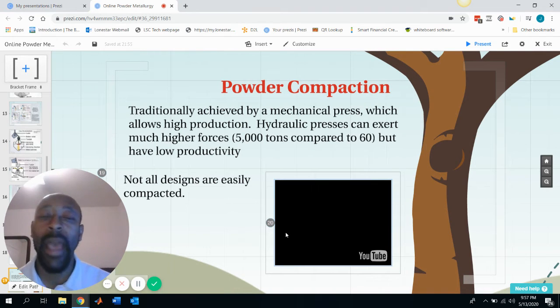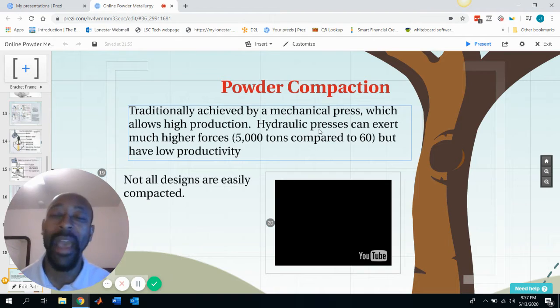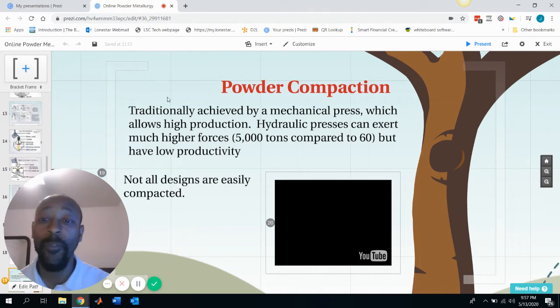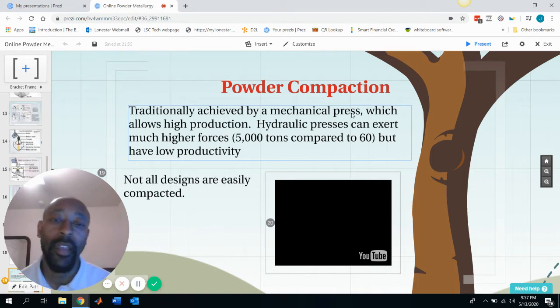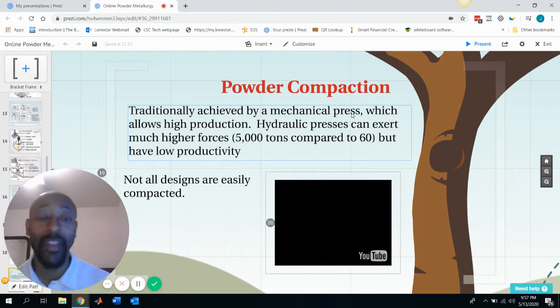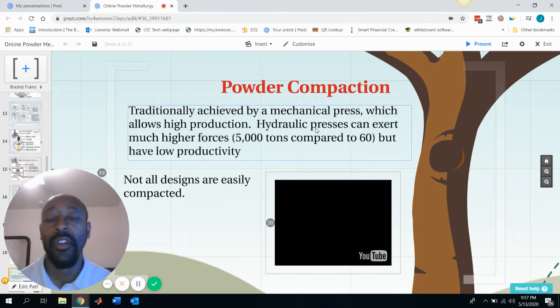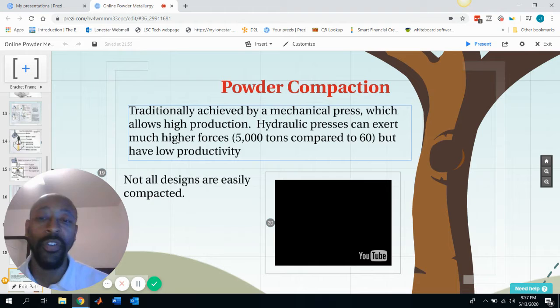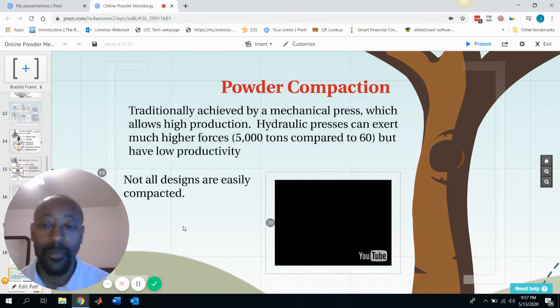Now, we talked about how you produce metal particles. Let's talk about the next step, which is the compaction process. As I mentioned to you before, most common is the mechanical press being used for the compaction process. This can be used for high production. You can also use a hydraulic press if you want to, but hydraulic presses don't lend themselves to high production because they can give you higher forces, but they're also very slow and have low productivity.